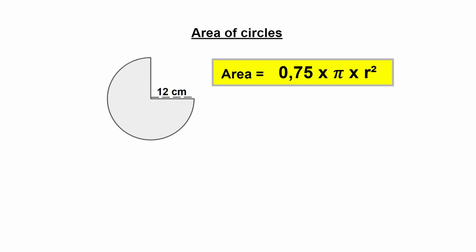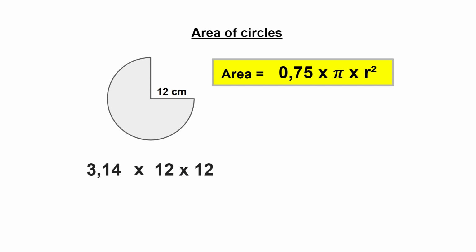But first, let's write out our formula for the area of a full circle. Then we'll plug in the correct information and make changes to the formula as we go along and explain what those changes mean. So first, pi is 3.14 and the radius of the circle is 12 centimeters. So radius squared is 12 multiplied by 12.